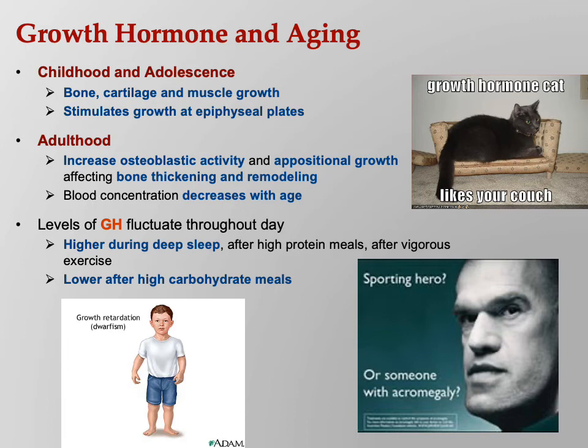And then bottom right, you see pituitary disorders will cause excessive release of growth hormone. And I think you saw that in Bio 201, acromegaly. That's how a lot of the athletes who cheat take growth hormone and they end up looking like they got acromegaly. And then the upright growth hormone cat likes your couch, yes.